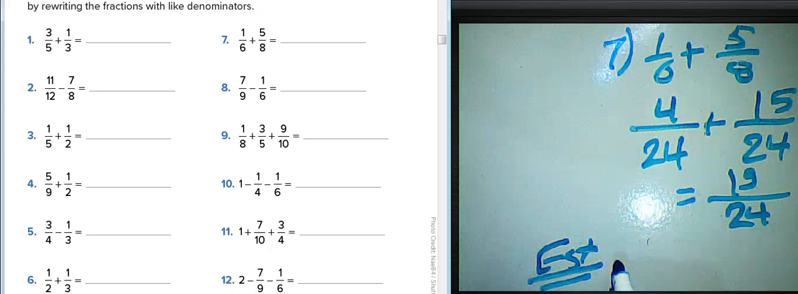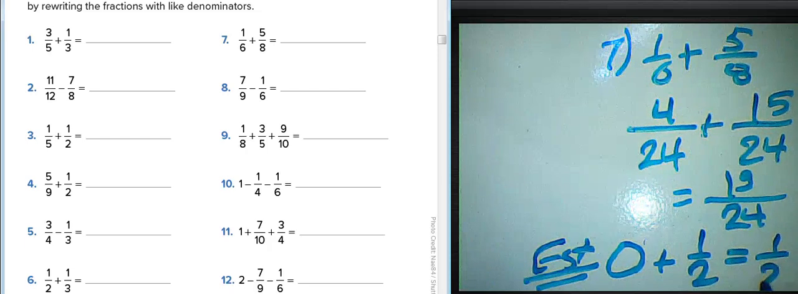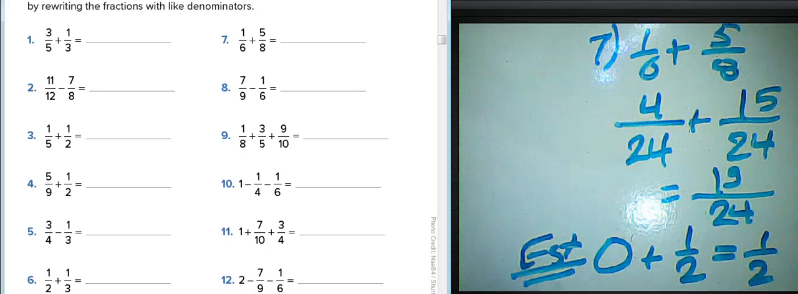And what about estimation? Estimation here: 1 over 6 is nearest to 0. 5 over 8 is nearest to half. The result will be 1 over 2. Okay.